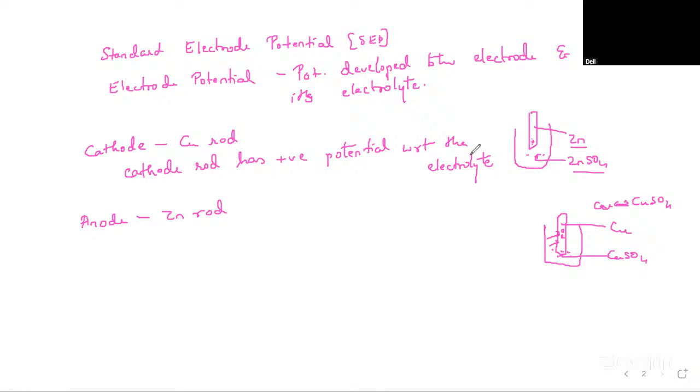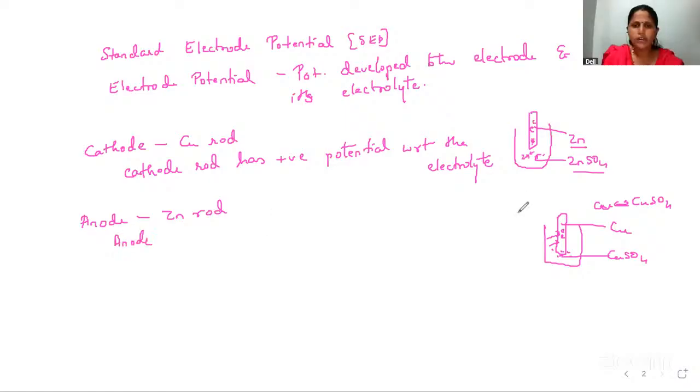So I can say the anode rod, or zinc rod, has negative potential with respect to the electrolyte, correct? In the cell, the cathode is at positive electrode potential and the anode is at negative electrode potential. Up to this is clear. With respect to the electrolyte, the cathode has positive electrode potential and the anode has negative electrode potential.